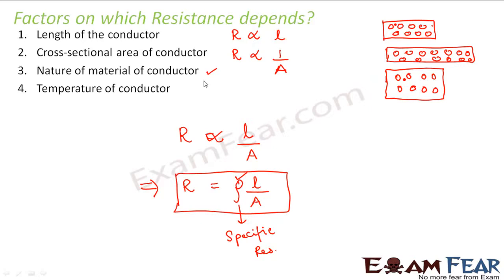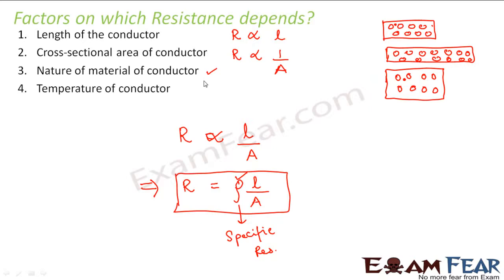If we are talking about a metal, the value of resistivity will be very low. If we are talking about an insulator, the value of resistivity will be very high. So resistivity is a constant which is defined as the resistance of unit length and unit area. That is how we define specific resistance. It is constant for a specific material. So this is how we express the resistance of a conductor. Resistance is given as rho into L by A.